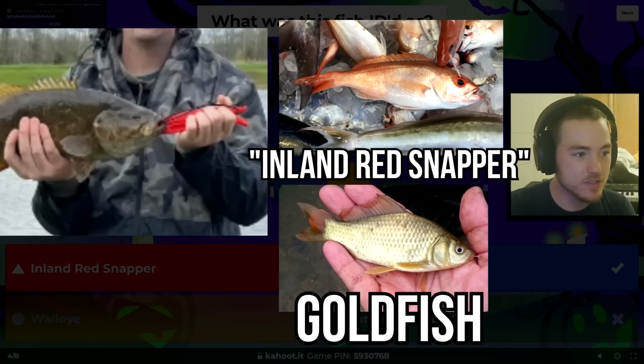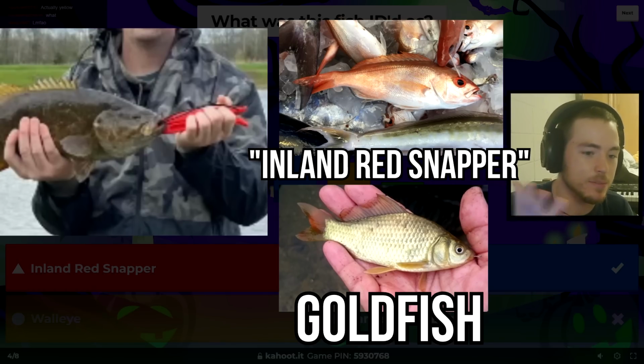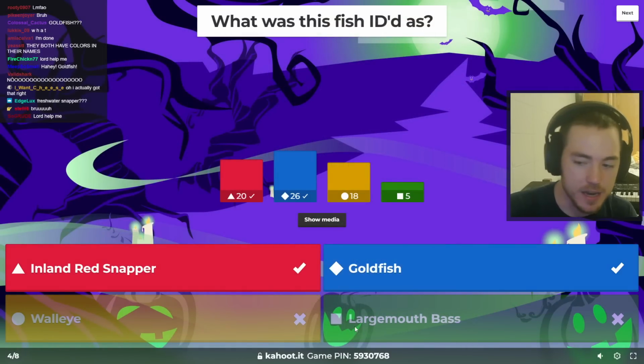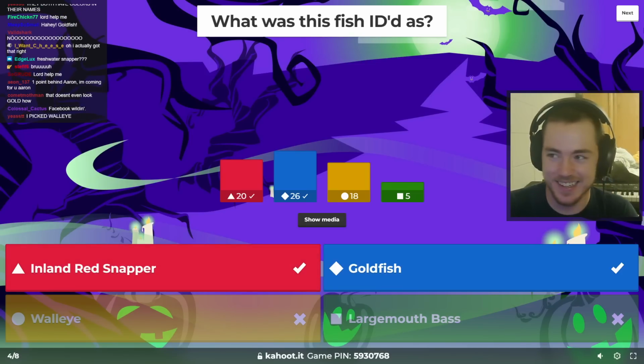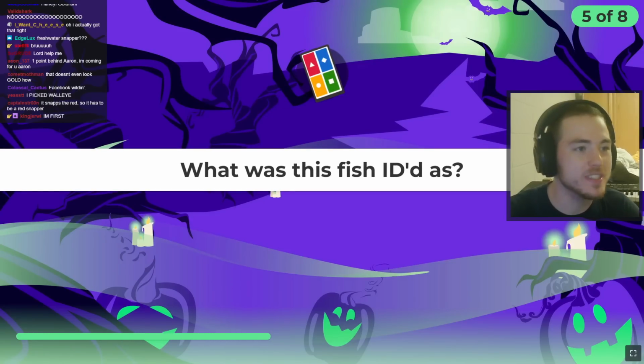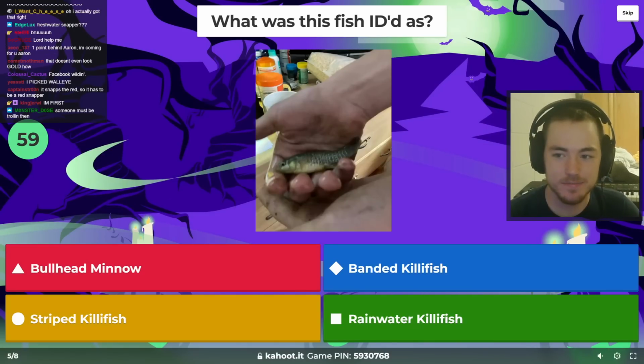You would think someone would have called it a largemouth, and it's like, okay, yeah, sure, it's a largemouth, smallmouth. They look fairly similar. You just don't know your ID keys. Nope, not one person said largemouth bass, but someone said goldfish and someone said inland red snapper. All right, what was this fish ID'd as, chat?